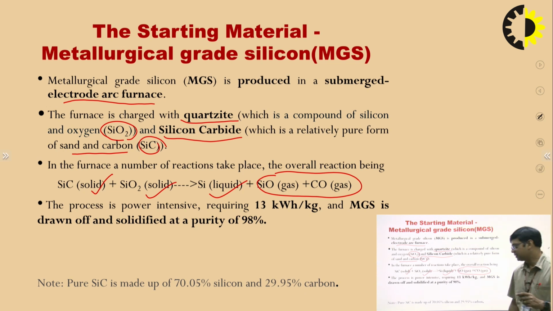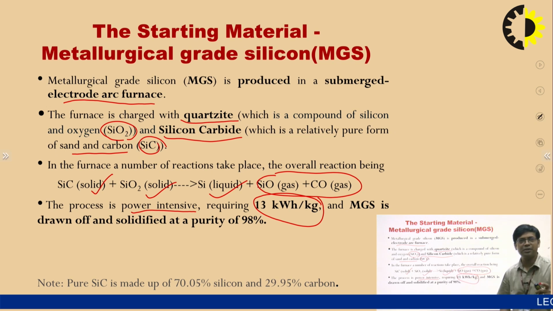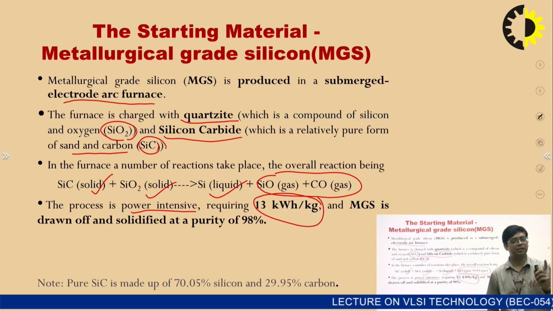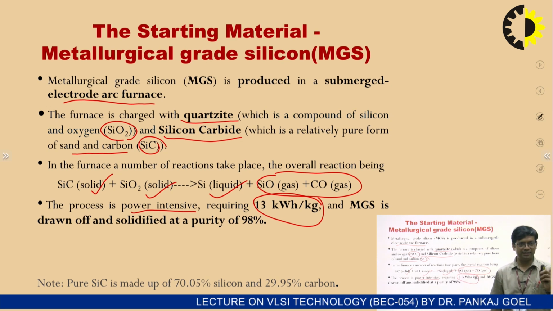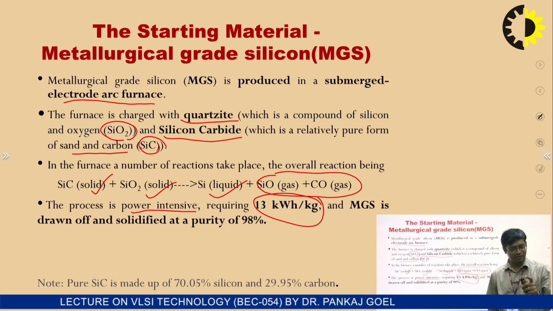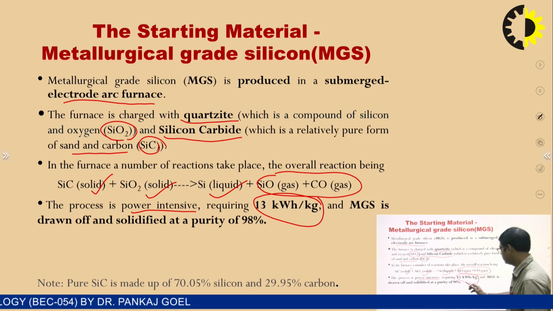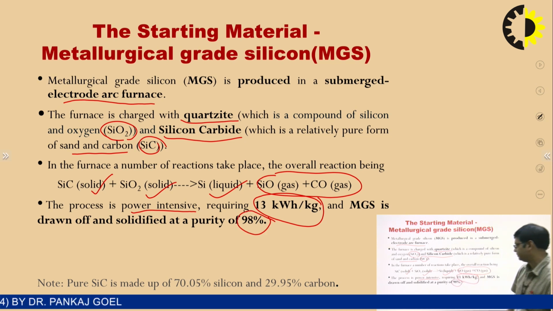This process is very power intensive, requiring about 13 kilowatt hour of energy per kg production of MGS. And this silicon that is produced is in the liquid form. It is drawn off the furnace and solidified, and the purity that comes with it is about 98%.